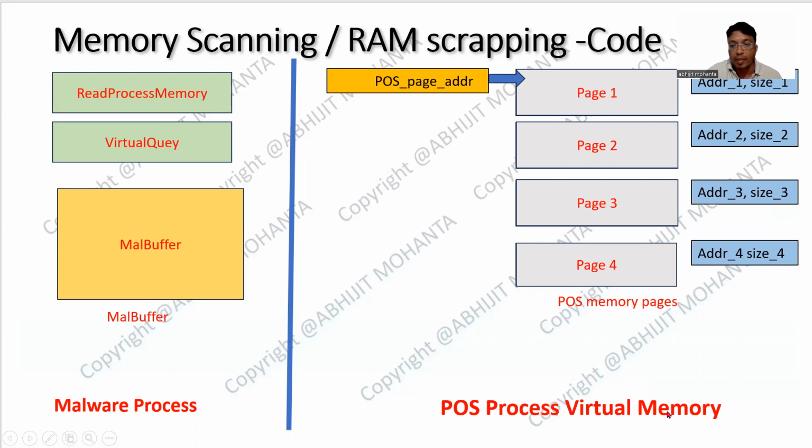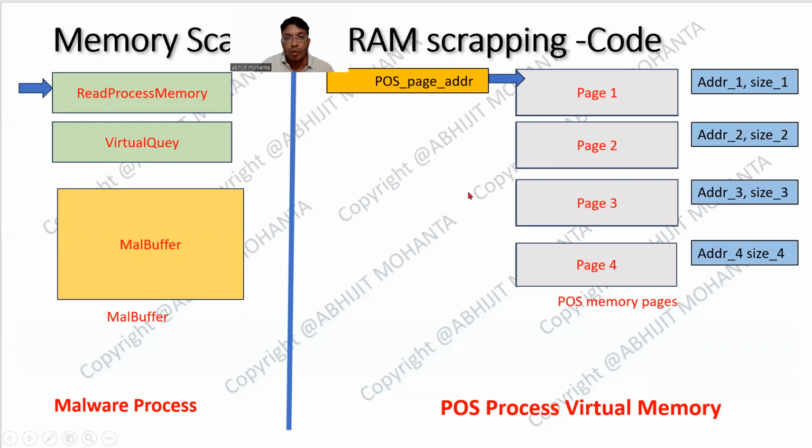The right side is the POS virtual memory, and right now it is pointing to the POS page address, which is page one, and this page has a property address. It lies in page one, and its size is the size of the page. So let us see how it works.